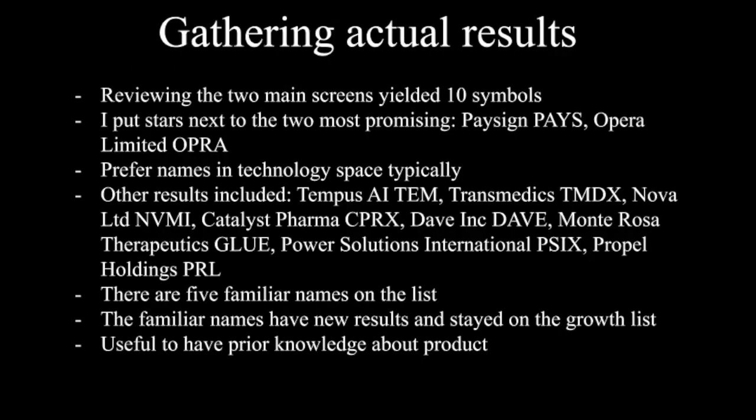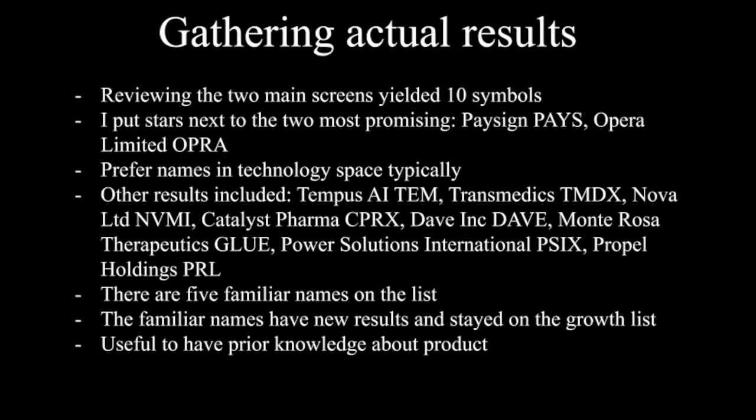Let's talk about gathering results from an actual screen now. I recently went through the full list of my 2 screens, the revenue and profitability, and the screens yielded 10 symbols. I figured out the symbols to look at by checking out the financials for some of the companies. If the company had a really promising acceleration in its financials, whether through revenue or profitability, then I added them to the list to research more. I also put stars next to 2 of the names which seemed like they could be really promising.